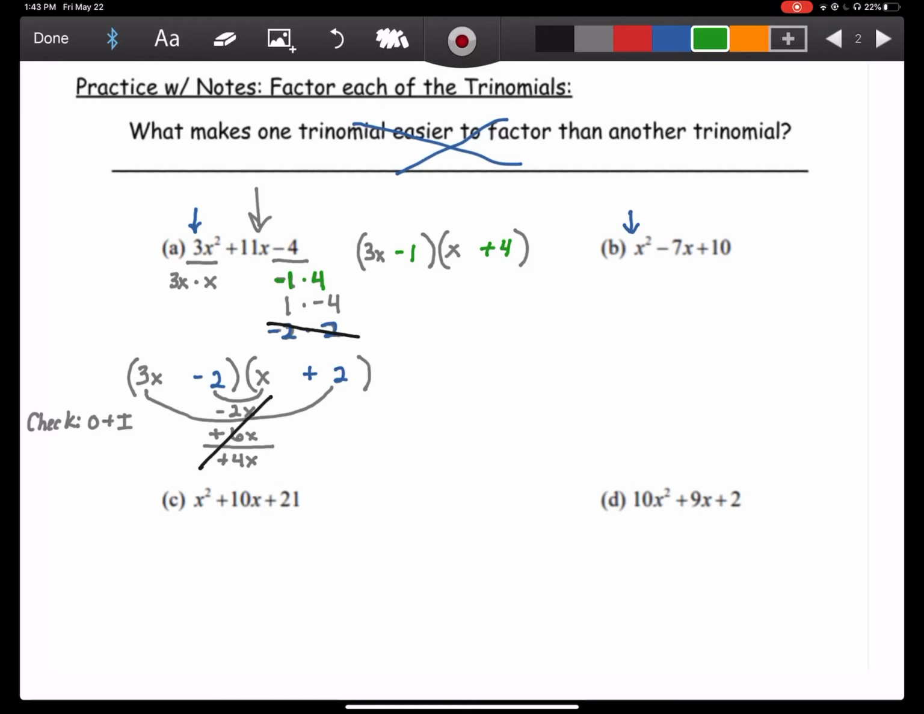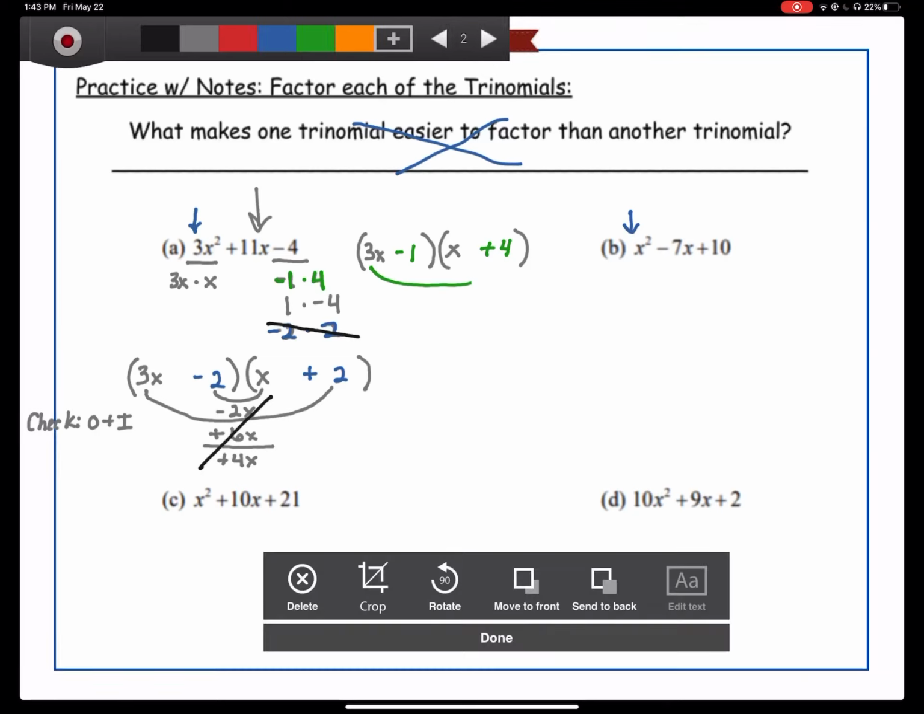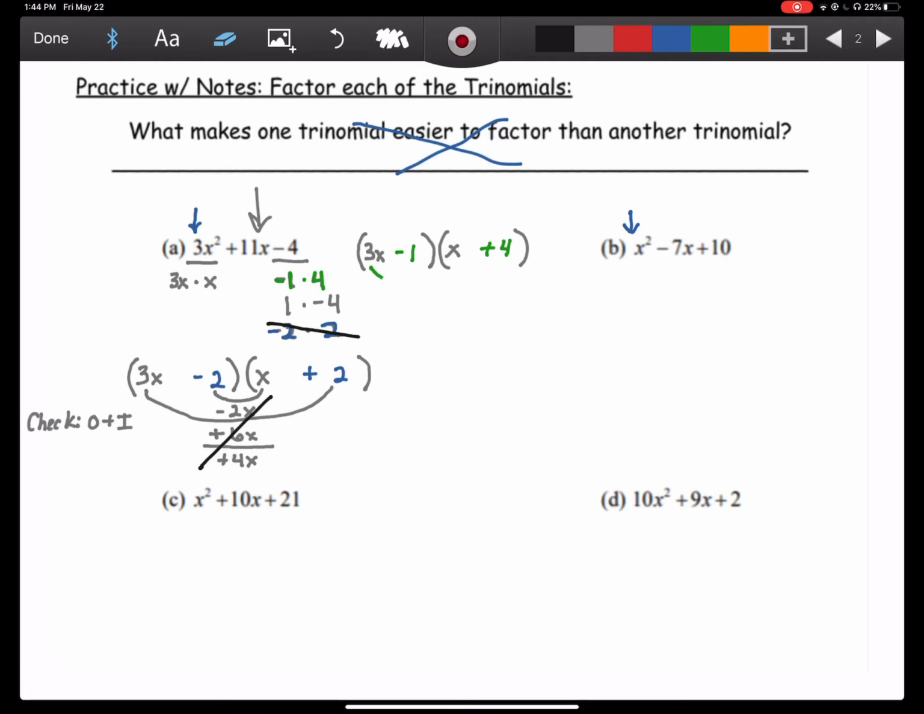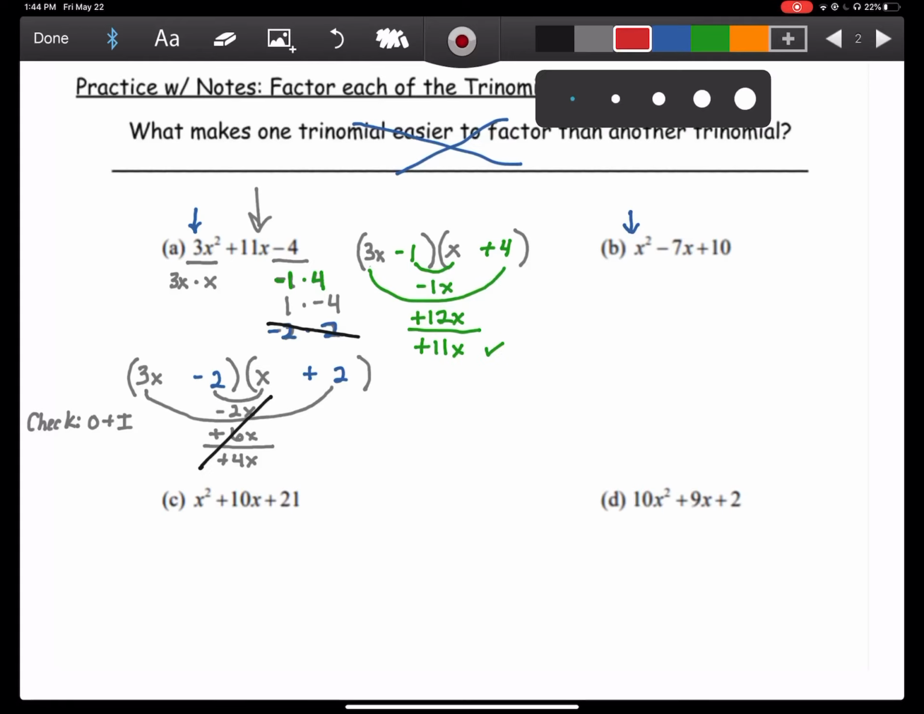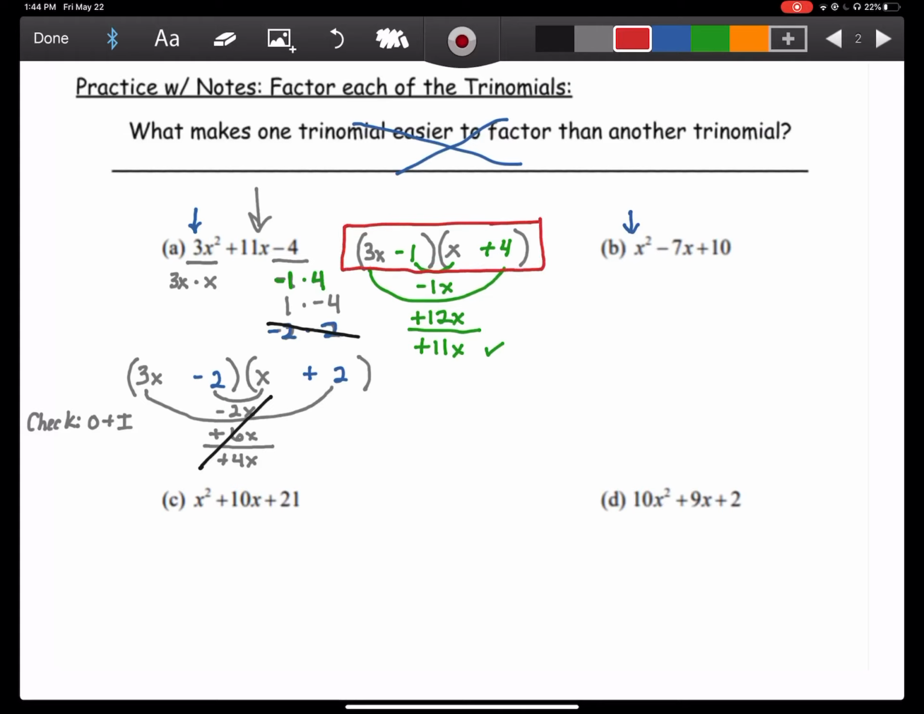So let's do outer times outer. What do we get? I'm going to need a little more room there. Outer times outer, we get +12x. Inner times inner, we get -1x. Total them up, what do we get? +11x. This is what we want, and that means that this group of binomials is the answer. Okay? All right, let's try letter B.